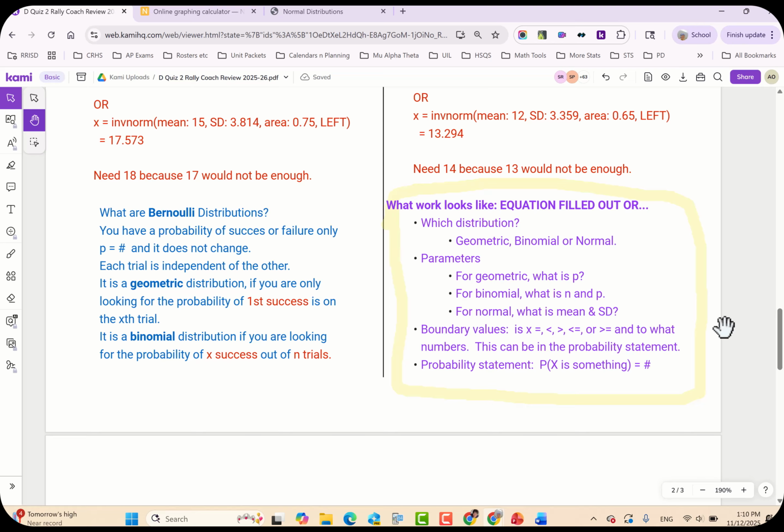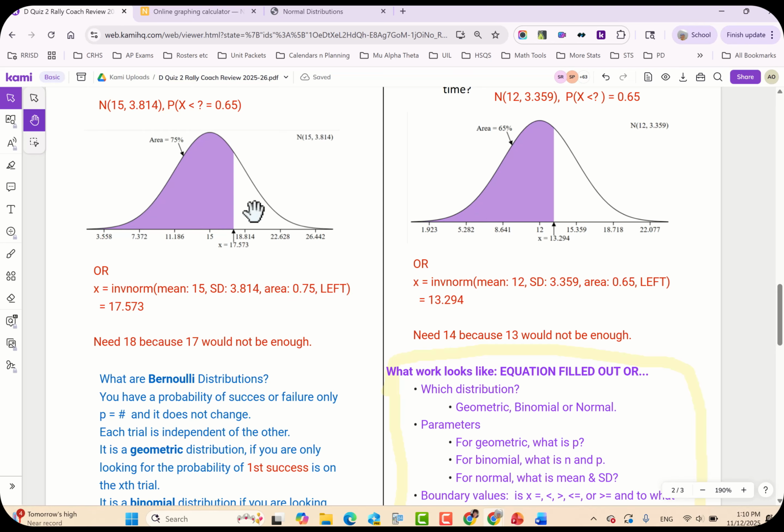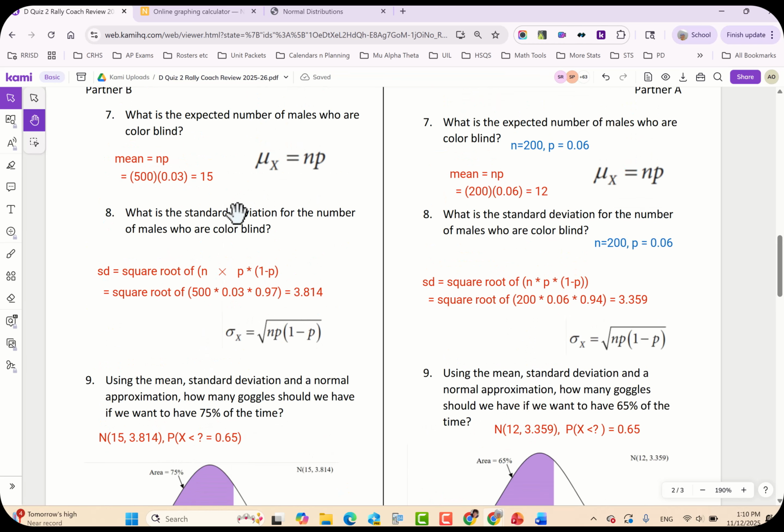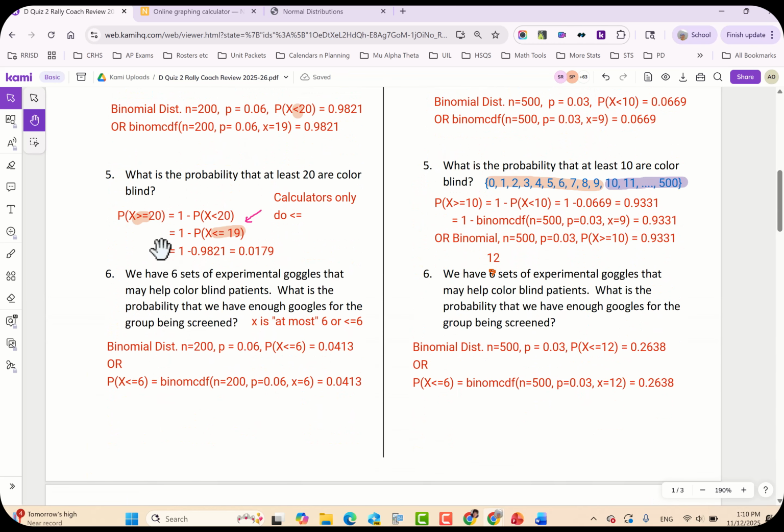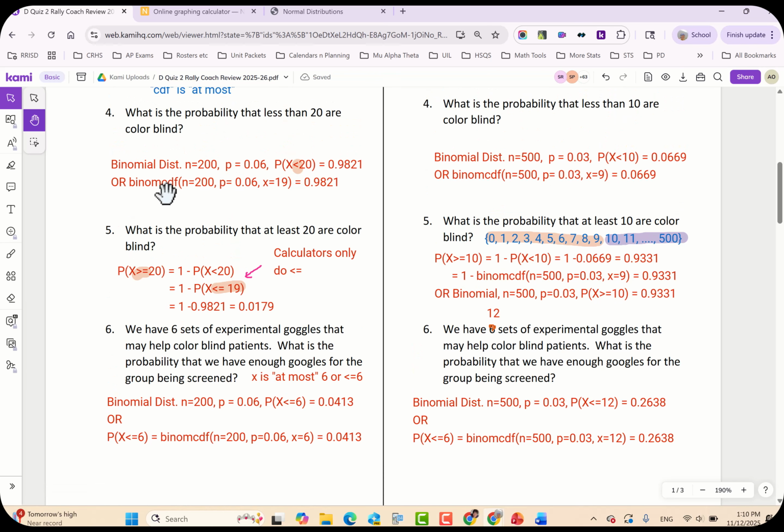I should know what your boundary values are. Okay, so if I need to know where you're starting and where you're stopping, is it to the left? Is it to the right? So if you look up here, like on the normal, I can tell here what you're doing. Up here, on these earlier problems, you can see that I really should write, see, I wrote there binomial distribution, n equals 200, p equals 0.06, x is less than 20, and then I have 0.921. So that's what work looks like.